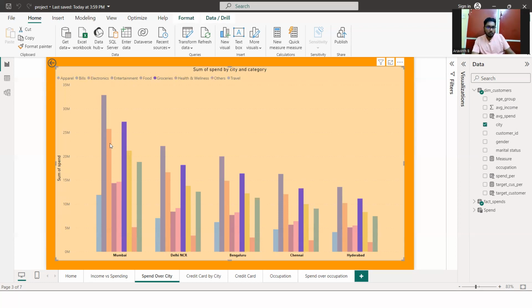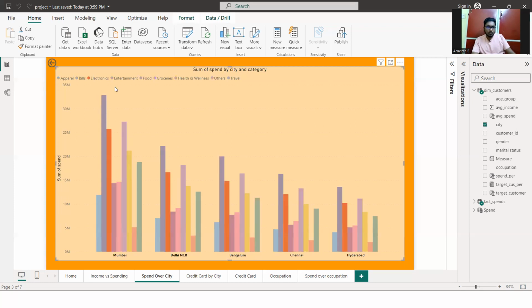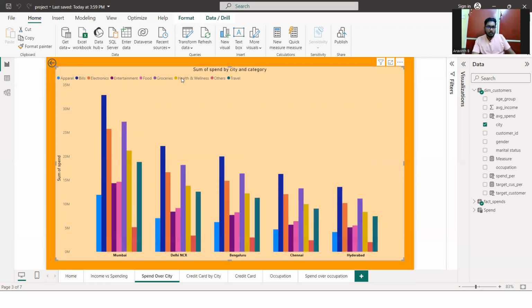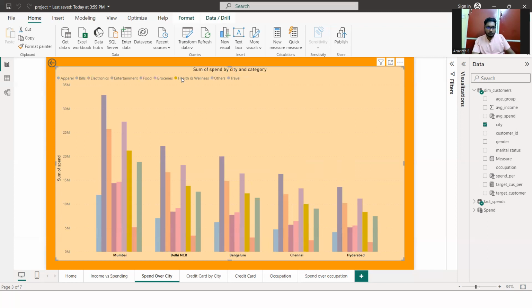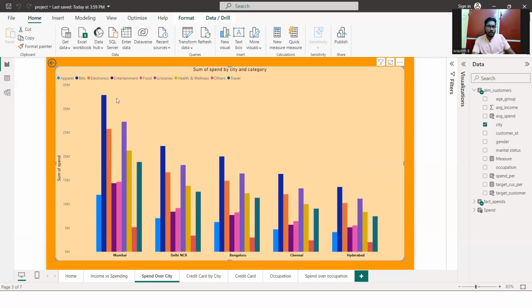And next to this, the orange line is electronics. If you look at the plot, electronics also follows the same decreasing trend across the cities. And next to this is health and wellness, and here also the same pattern is followed across the cities. In each category, city-wise spending was gradually decreasing. The highest spending city was Mumbai, next Delhi, Bangalore, and Chennai, and the least spending city was Hyderabad.